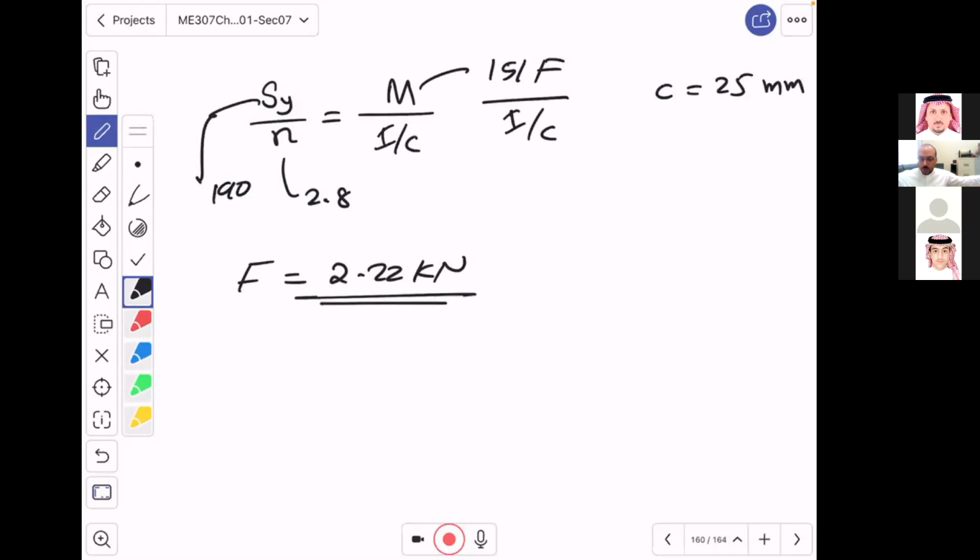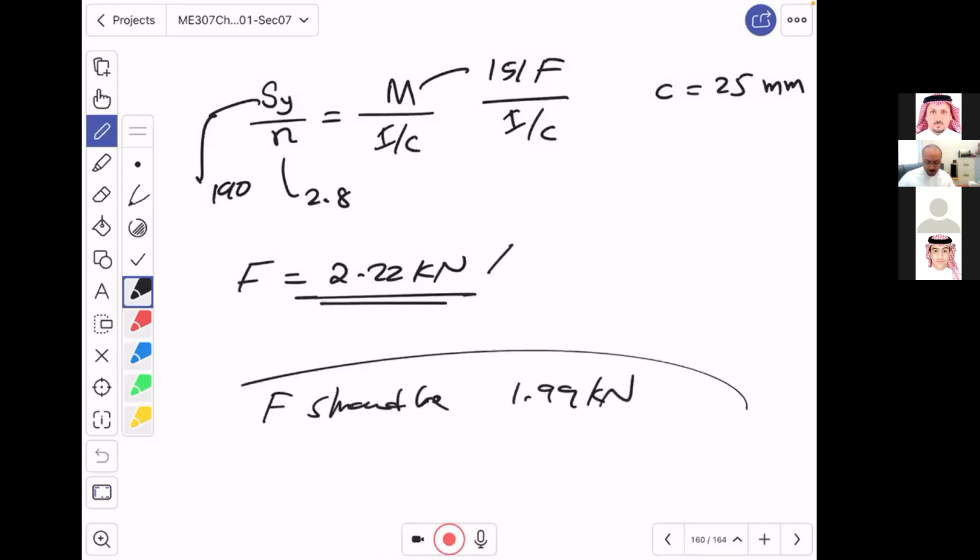So, which one is the lowest? It is 1.99. It is not 2.22. Then F should be 1.99 kilonewton. Ya shabab, don't let this deceptively easy problem fool you, huh?